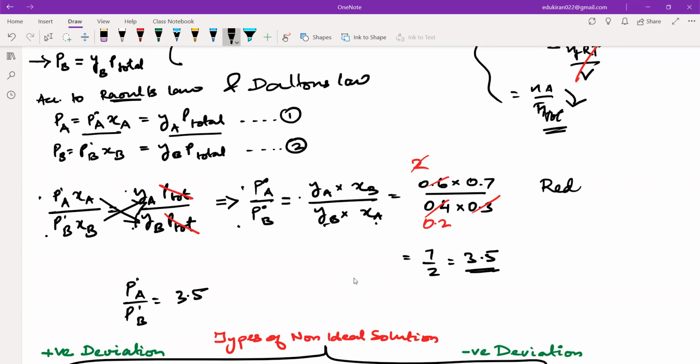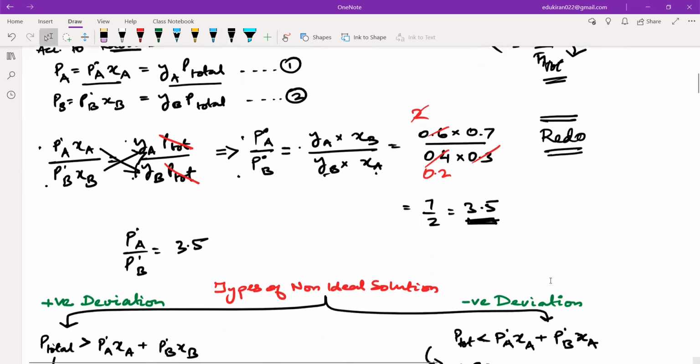If you redo this question, it will be better for you. You will understand it more clearly. And the ratio that we will get is 3.5. Okay, you redo this question when you get time after the class.